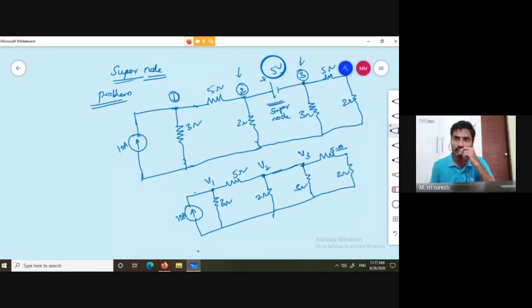Now we'll see V1 and V2 potentials are equal, so this is a common node. This is totally a common node. V1, V2 potentials are equal, so this is a common node. So here the current flowing is like this, and the current is divided into two branches like this.